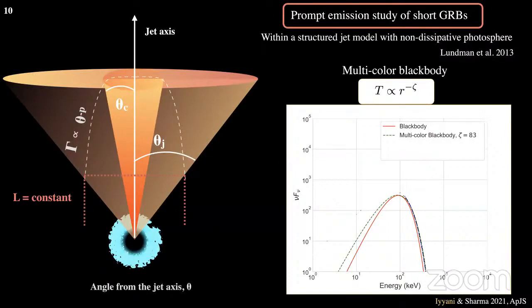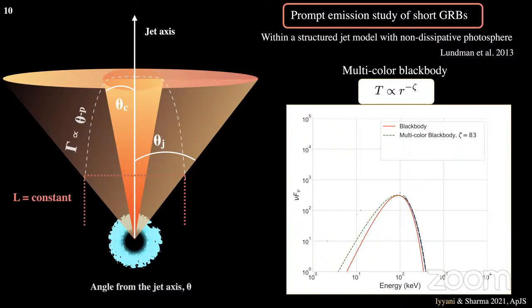So keeping this as the motivation, and also taking into account that a jet can be viewed off axis, we looked at a study done by Lundman et al. 2013, where they looked at a structured jet model where the emission was dominantly coming from a non-dissipative photosphere. That means the emission from the photosphere would simply be a blackbody if we viewed it on axis.